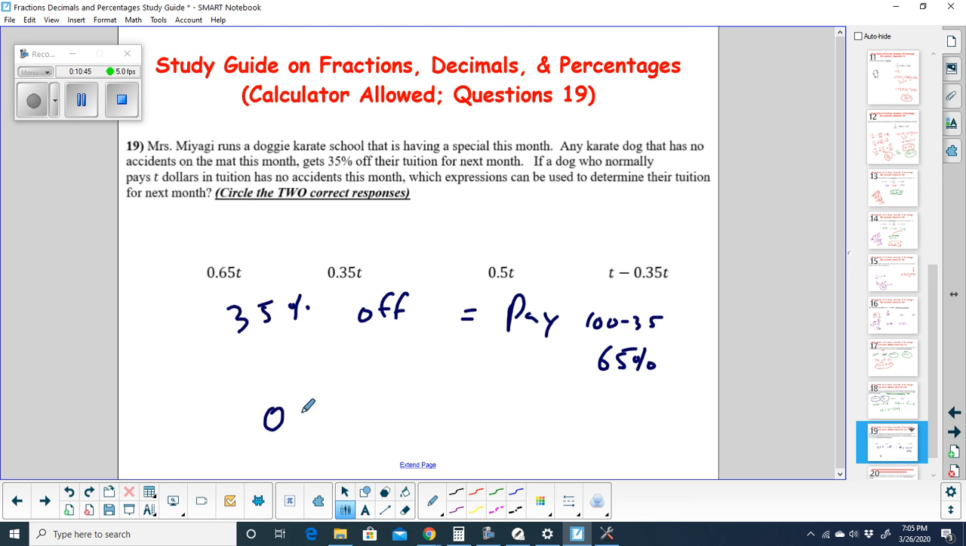So 65% of T is 0.65 times T. So this one is correct. Also, you can think of it this way. T, the regular price, minus 35% of T is also 65% of T. So both of these are correct answers.